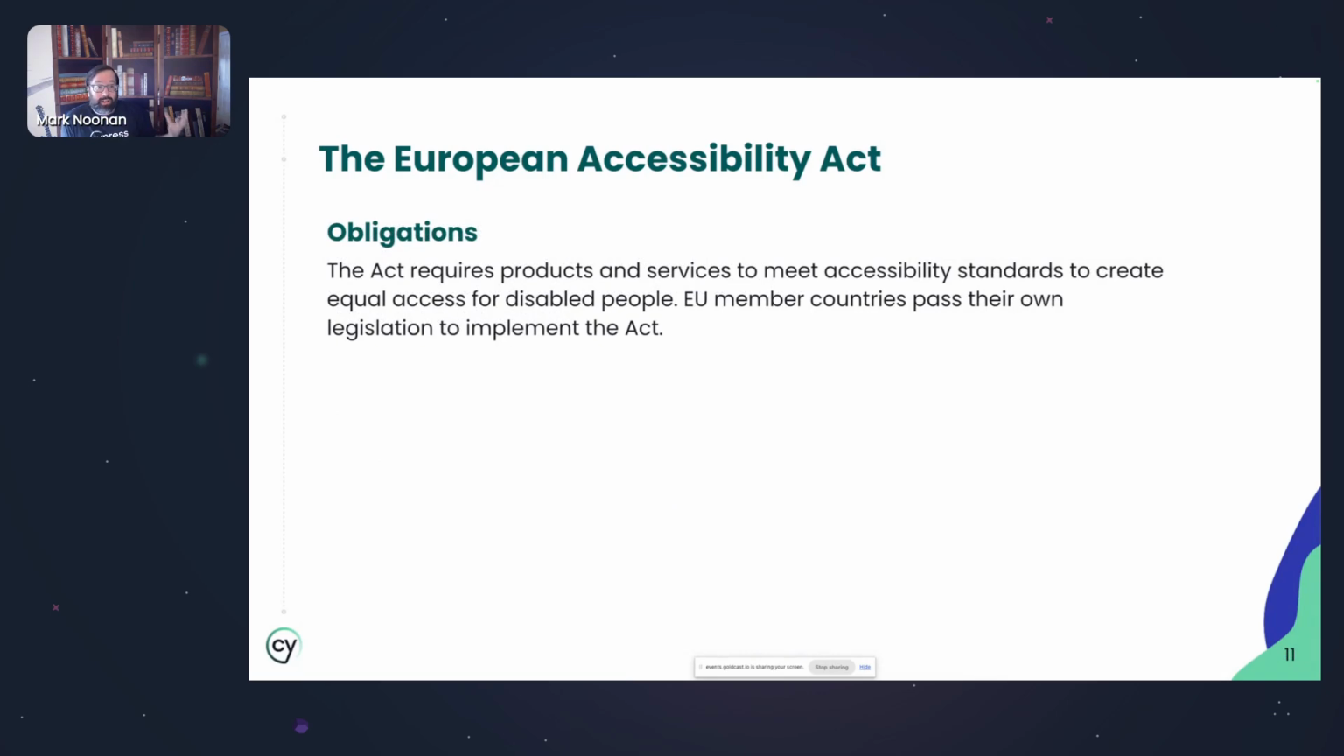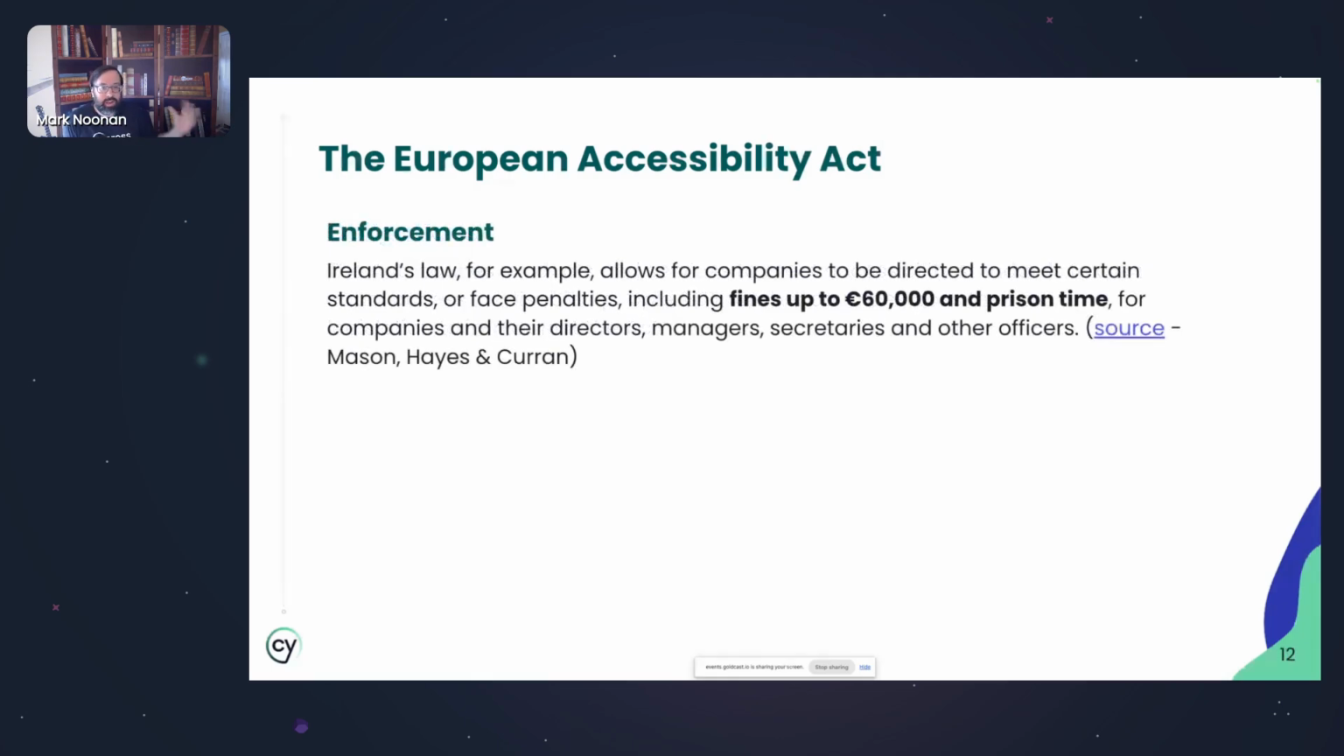The Act requires the products and services of companies doing business in the EU to create equal access by meeting accessibility standards. And it's implemented in a specific way by each European country. So the Act itself is not the law. I'm going to use the example of Ireland, my home country, and talk about what the law is there, which is coming up to a scenario where if you didn't do anything, you could face up to 60,000 euro fines or 18 months in jail. Really substantial punishments and penalties for this. But that would be if you didn't take any action in response.